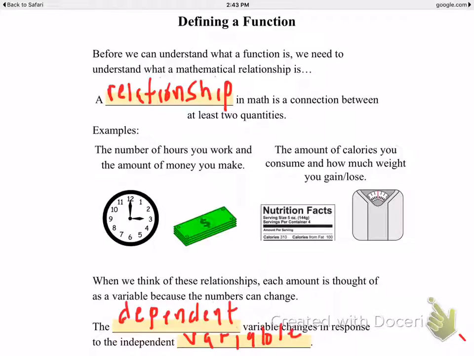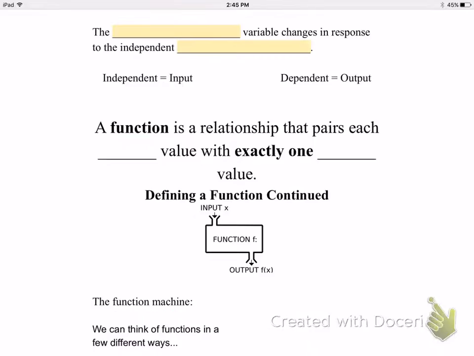If you think about the money analogy, the dependent variable is going to be how much money you make. It depends on how many hours you work. How many hours you work is the independent variable. It stands by itself. It's not dependent on anything else, unlike the amount of money you make, which depends on how many hours you work. So if we scroll down a little bit, we see that the independent variable is the input. It's what goes into the function, whereas the dependent variable is the output. It depends on the independent variable.